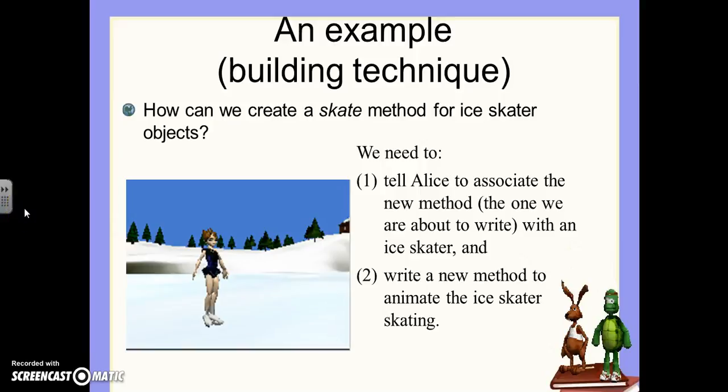We are going to use an example called a skater example that we're going to use for today, and then also for our in-class example. So the question is, how can we create a skate method for ice skater objects? If we take a look at that problem, what we really need to do is tell Alice to associate the new method, the one that we are about to write, with an ice skater, and then also write a new method to animate the ice skater skating. So essentially two methods here. Let's take a look and see how we're going to do this.